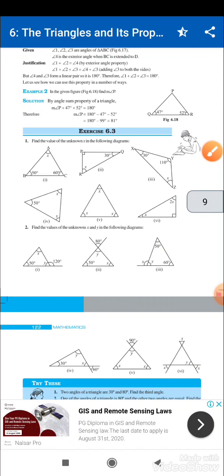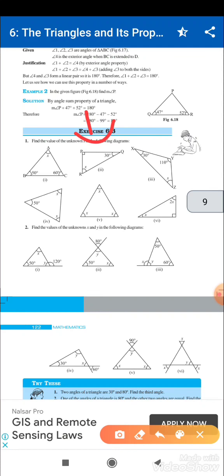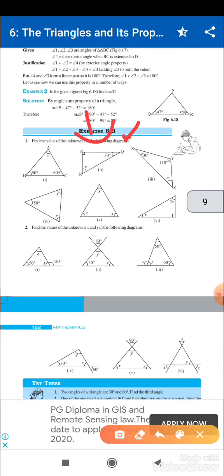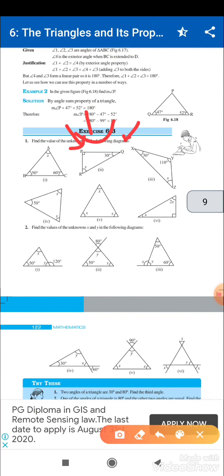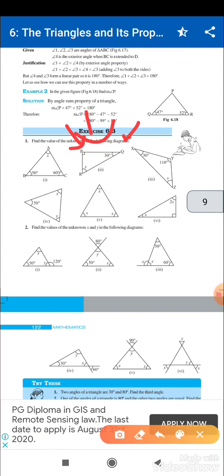Now move to our second part of this question. In the second part, a triangle PQR is given here, and it is clear from the diagram that measurement of angle Q is 30 degree, measurement of angle P is 90 degree, and we have to find out the measurement of angle R. For this we again apply here angle sum property of a triangle.